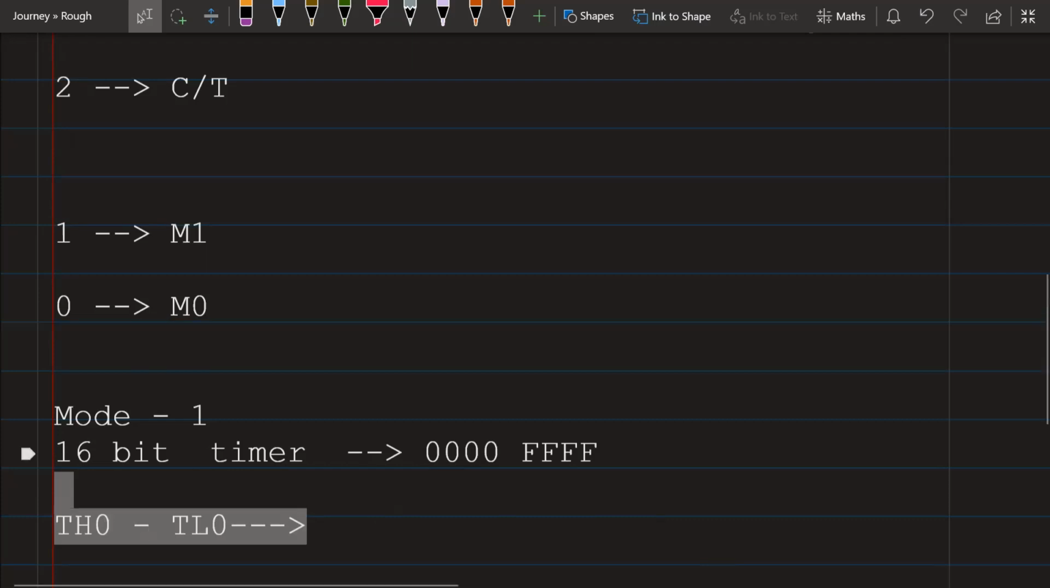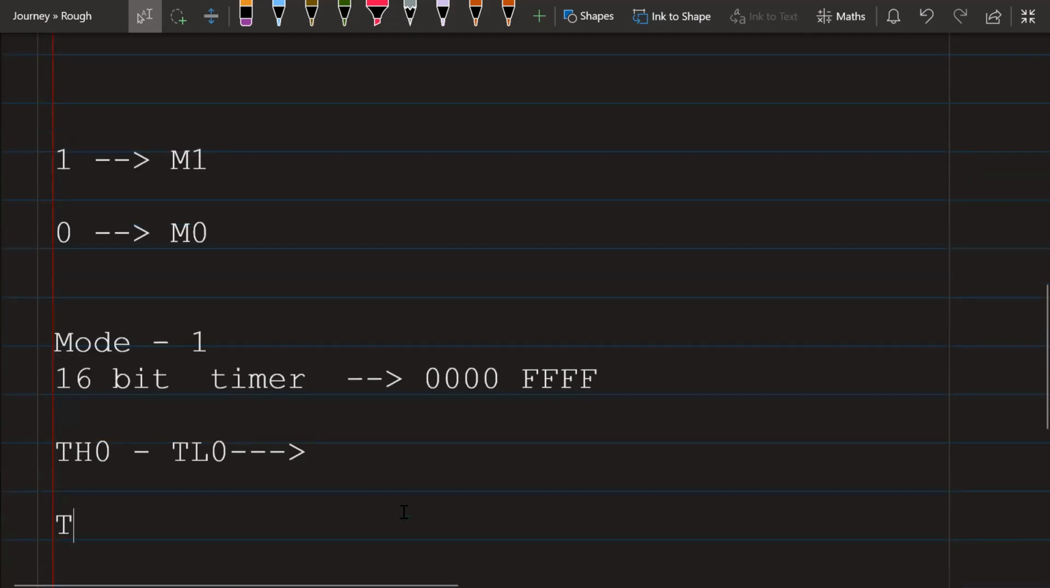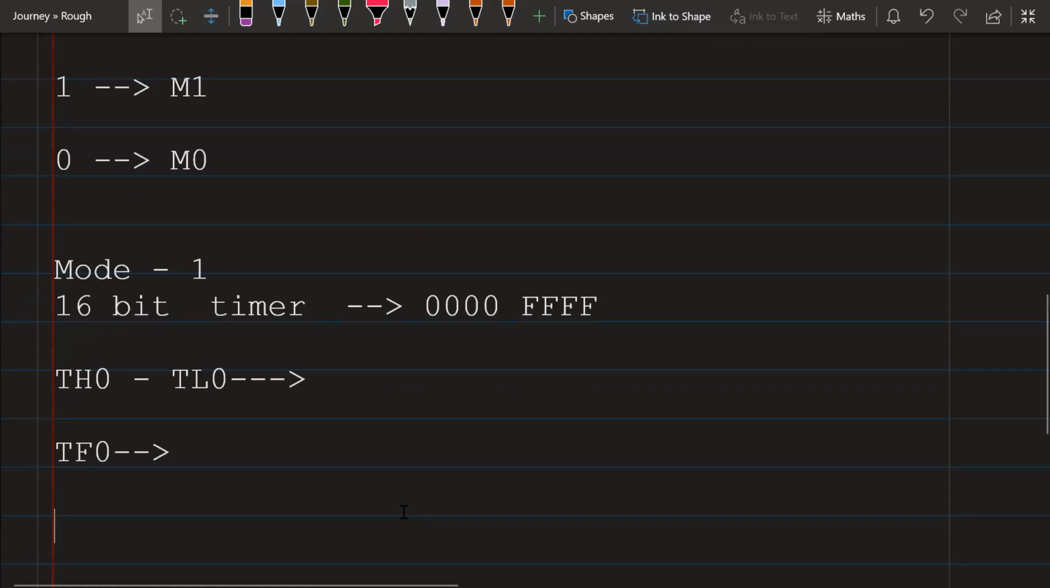So basically, what we will be doing in the program, we have to keep monitoring which bit? TF0, correct. So whenever TF0 is high, it means the timer has reached the duration, TH0 and TL0 reached that duration. Next step, TF0 is set. Now what do you have to do?